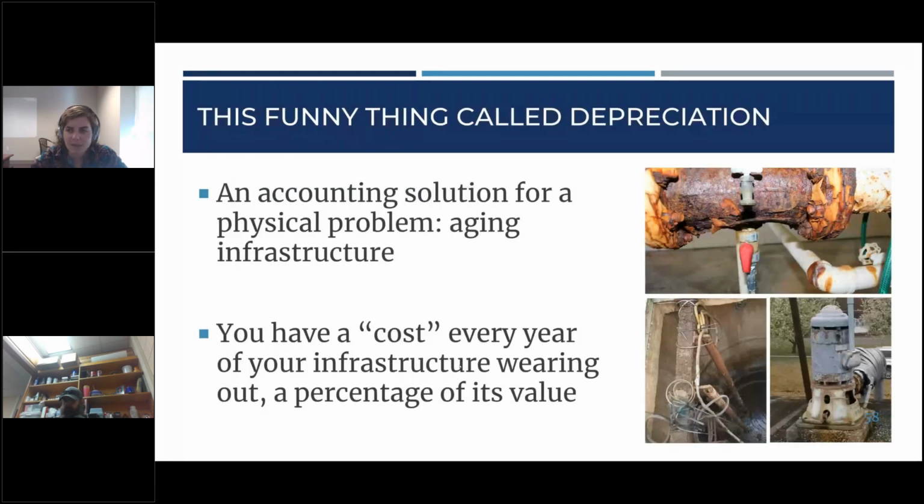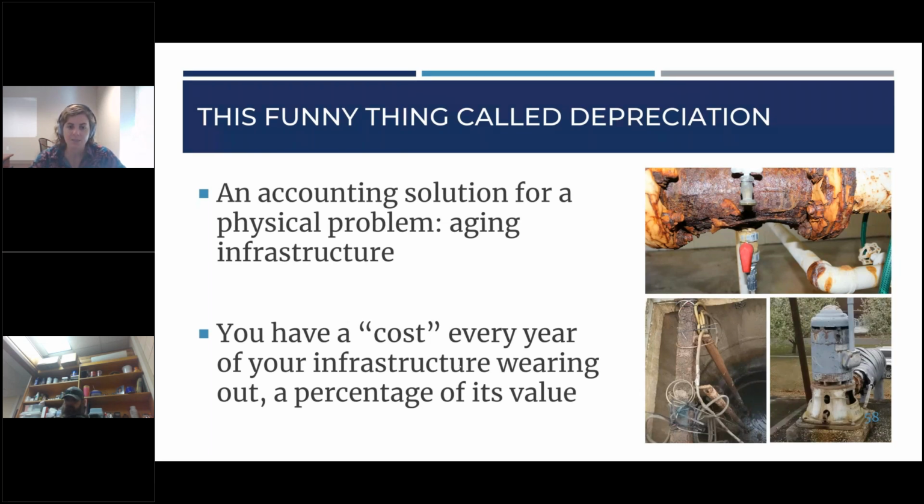I already kind of talked about depreciation, but I did want to take a step back and make sure that it's very, very clear what I mean by depreciation. Depreciation is essentially an accounting solution for a physical problem, which is basically the idea that as our infrastructure ages, it loses value. That's more or less the premise behind it.